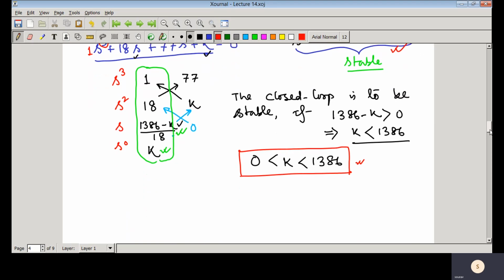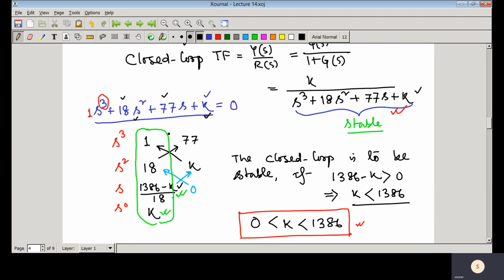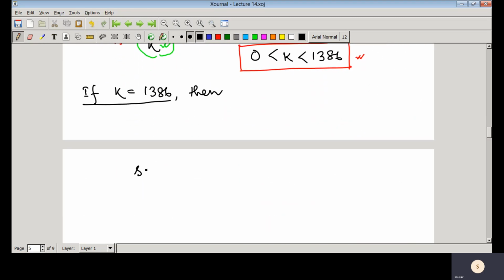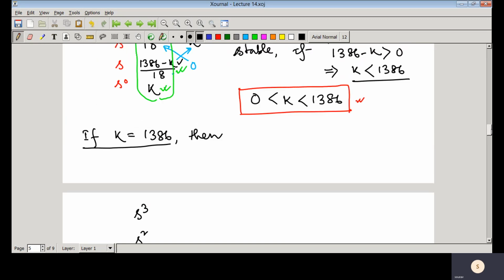So now let us see what happens if we just put K equal to 1386. Then in this case, if you look at the Routh-Hurwitz criteria, we are again doing that one, so that is S cube, S square, then S, and S0.